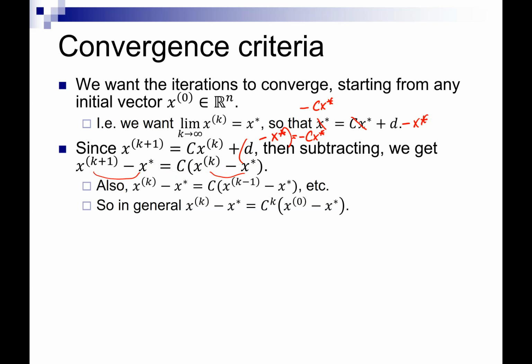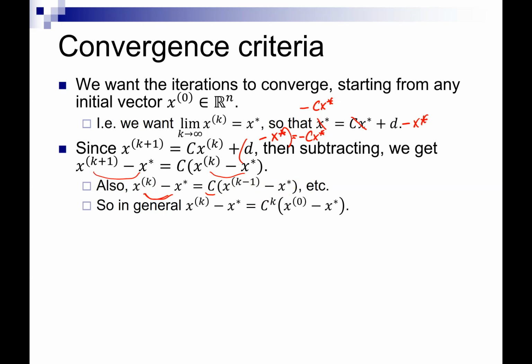Here k can be any value. So we can do the same process, and get that the error in the kth step is equal to C times the error in the k minus first step. In general, each time you do this, you multiply by another factor of C. The error in the k plus first step is equal to C times the error in the kth step, which is equal to another C times the error in the k minus first step.